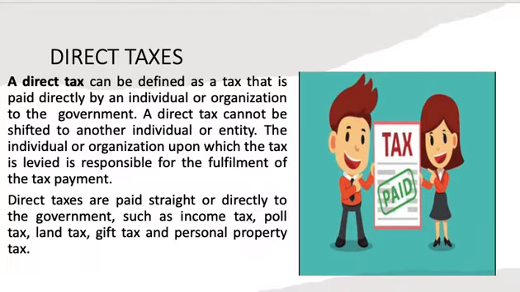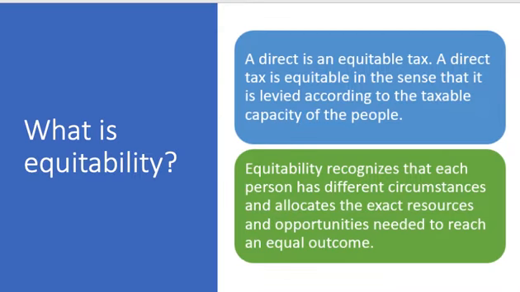Direct taxes are paid straight or directly to the government, such as income tax, poll tax, land tax, gift tax, and personal property tax. What is equitability? A direct tax is an equitable tax. A direct tax is equitable in the sense that it is levied according to the taxable capacity of the people. Equitability recognizes that each person has different circumstances and allocates the exact resources and opportunities needed to reach an equal outcome.